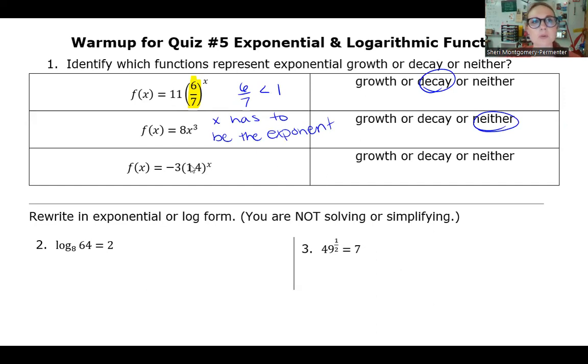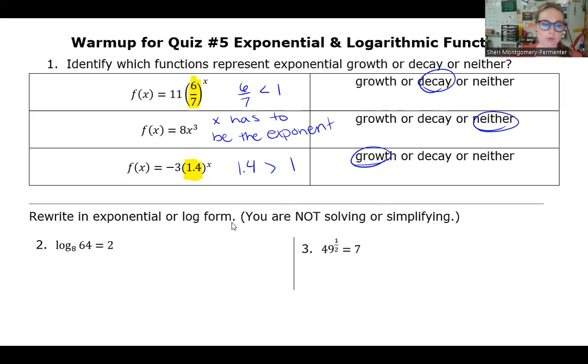What about for the last one? The only number that matters is the one holding up the x. Is 1.4 bigger or less than 1? Bigger than 1, so we would call that growth. So you need to know whether it's growth or decay by checking the number that's holding up the x and comparing it to 1. It's either less than 1 and it's decay, or it's greater than 1 and it's growth.